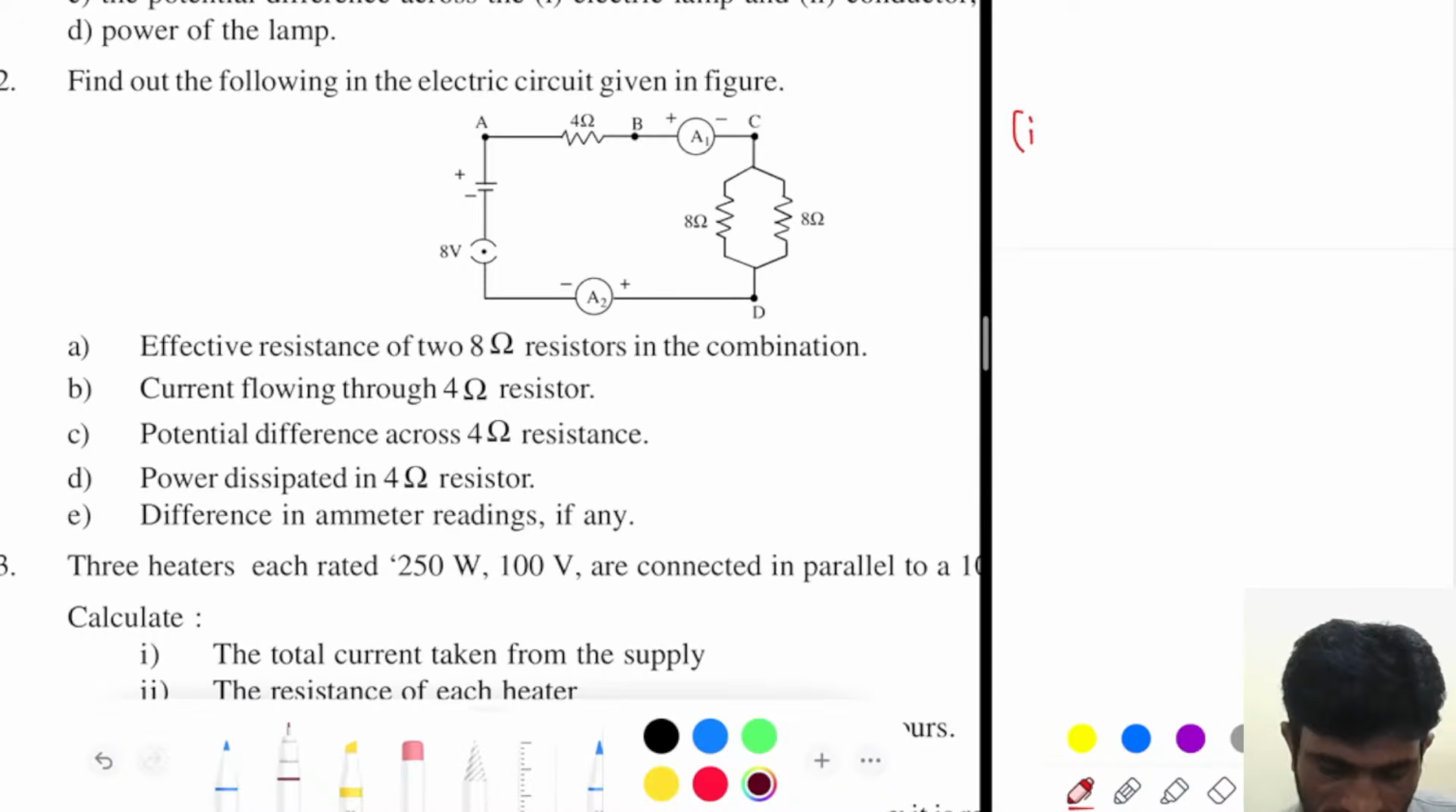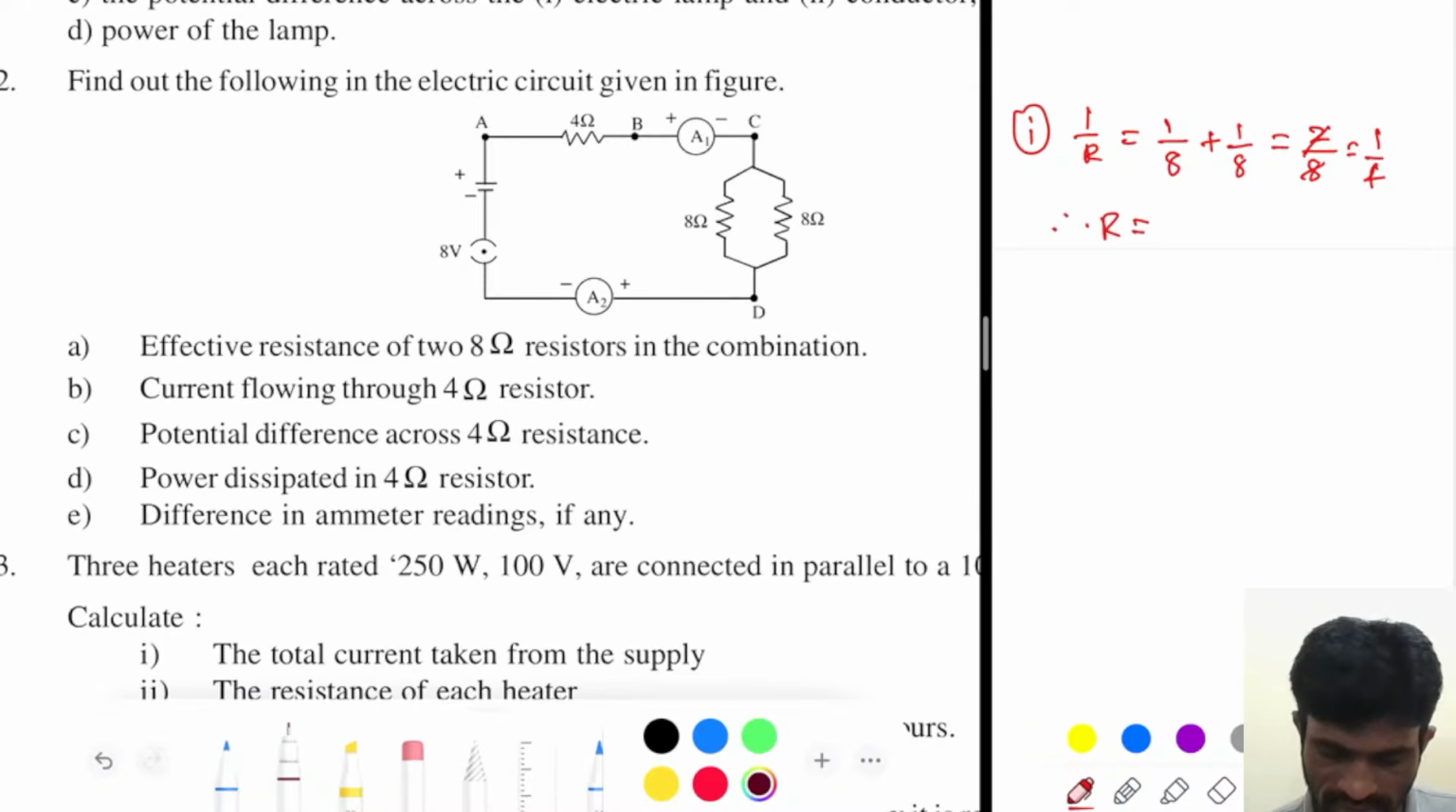First question answer, because they are connected in parallel, 1 by R is equal to 1 by 8 plus 1 by 8, which is 2 by 8. 2 by 8 is 1 by 4. Therefore R is equal to 4. Effective resistance of two 8 ohms is 4 ohms because they are connected in parallel.